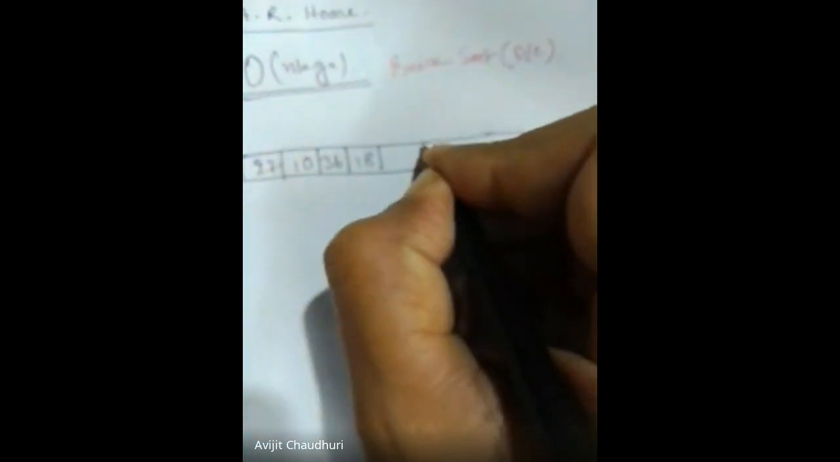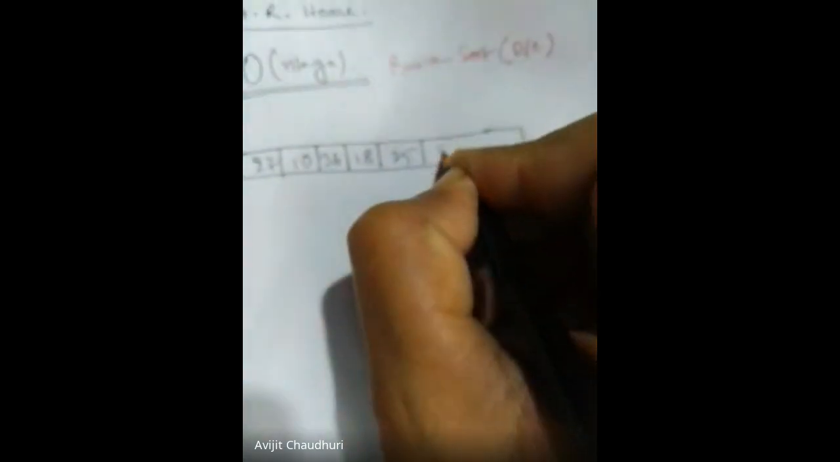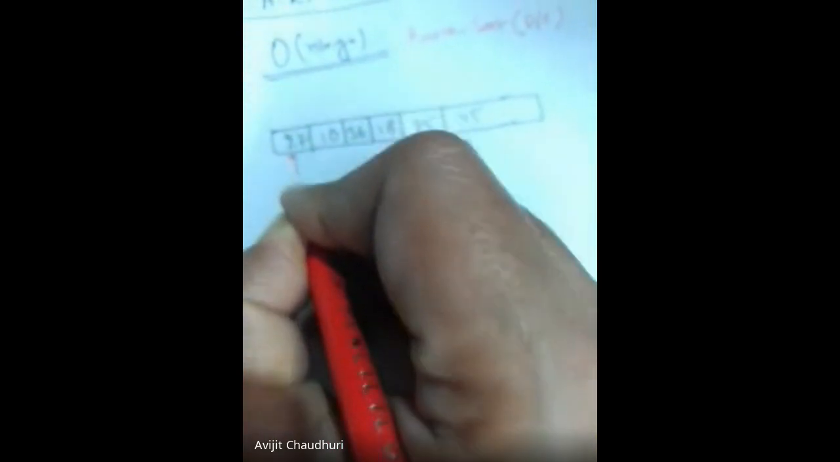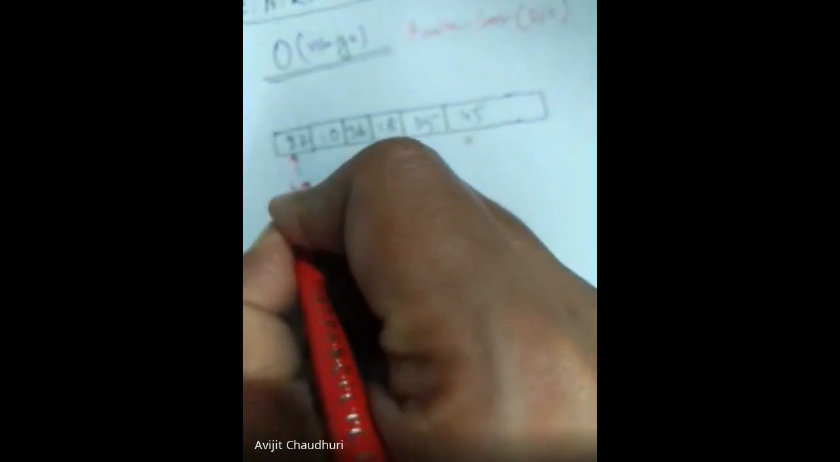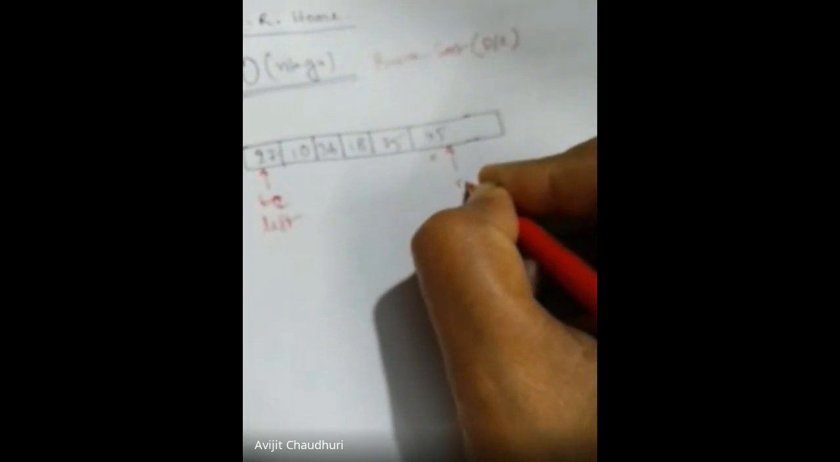27, 10, 36, 18, 25, 45. These are the elements, and initially the pointers will be set in that way. This is the location first, and this is left. And here another pointer will be there, right.